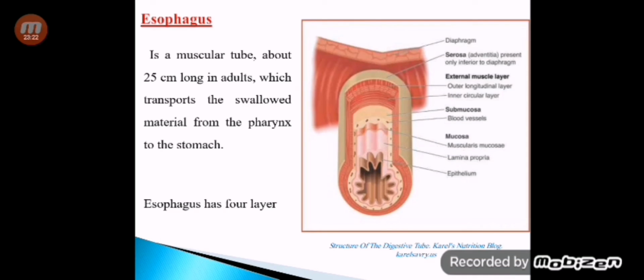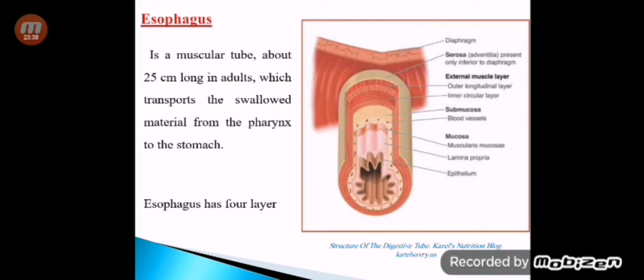The second structure of the digestive tract is the esophagus. The esophagus is a muscular tube about 25 centimeters long in adults, which transports the swallowed material from the pharynx to the stomach, and it has 4 layers.